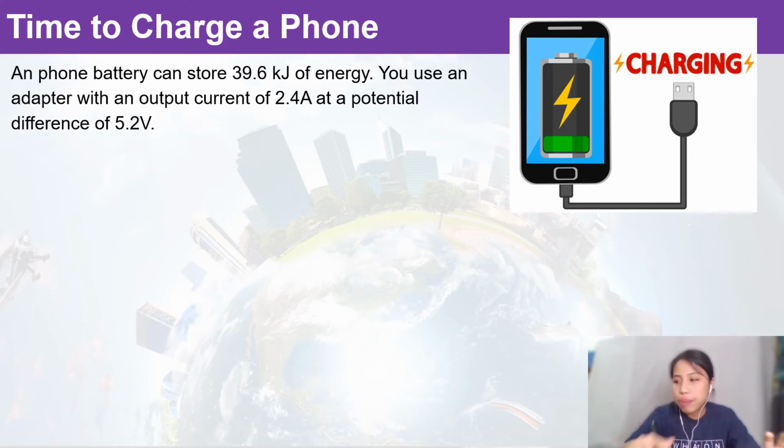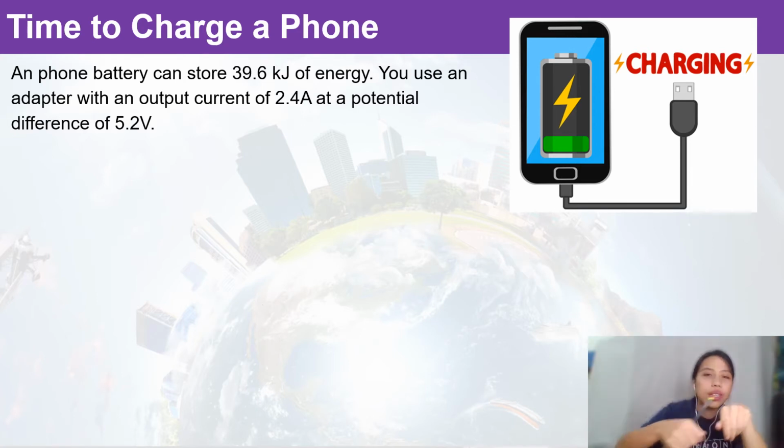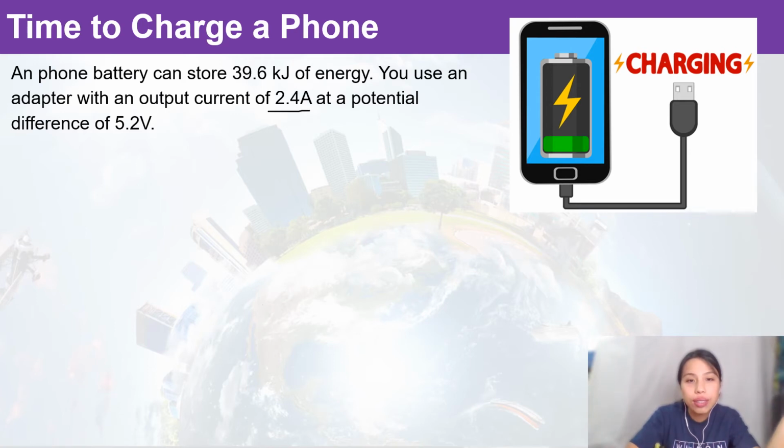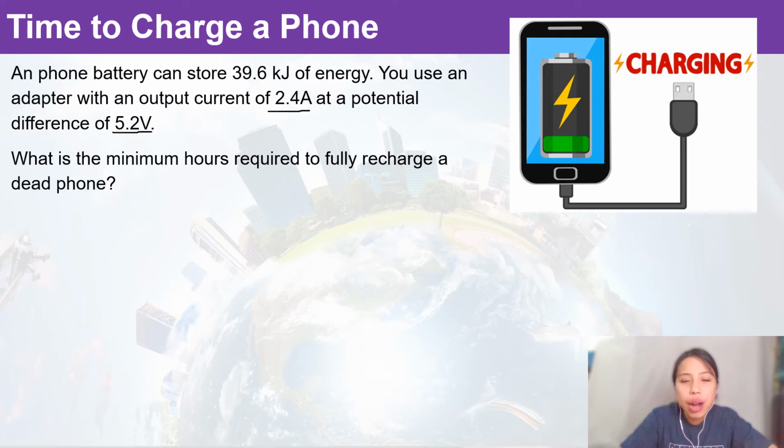So you're using an adapter to charge your phone. The thing where you plug your phone into the socket and you charge. You use an adapter with an output current of 2.4 amps and a potential difference of 5.2 volts. That's a standard for most chargers that have a USB port. So here we have a problem. What is the minimum time in hours required to fully charge a dead phone? How on earth would you calculate something like this?